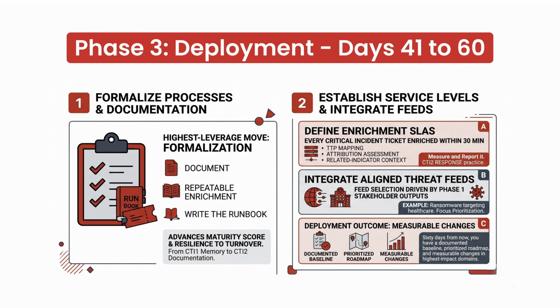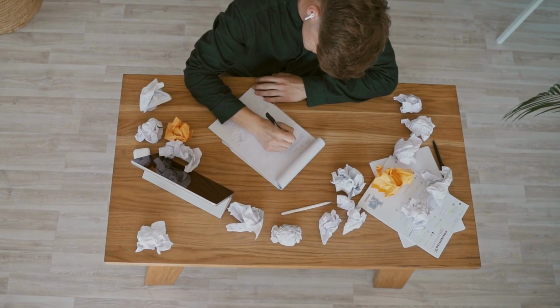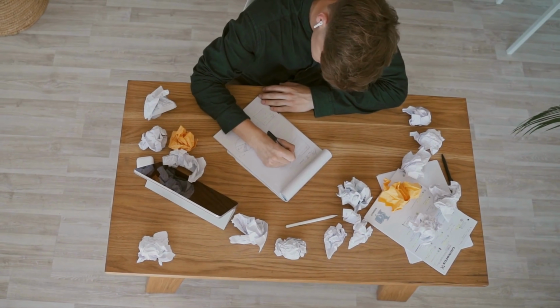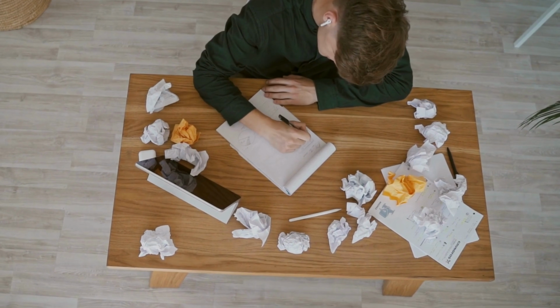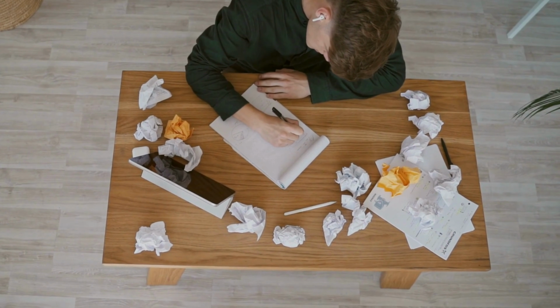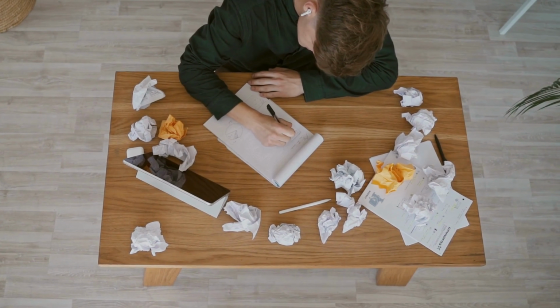This shift from CTI 1 to CTI 2 is fundamentally a documentation problem. If your team performs a repeatable enrichment process, but that process exists only in one analyst's memory, you are at CTI 1 regardless of how well it actually works. Document it. Write the runbook down. That act alone advances your score and makes the capability resilient to turnover.